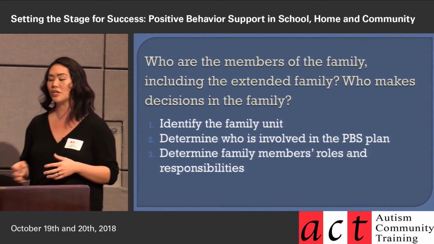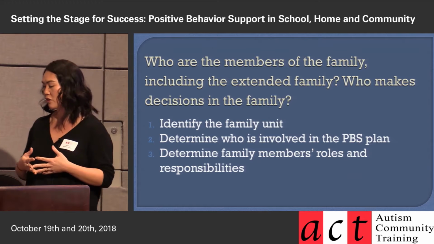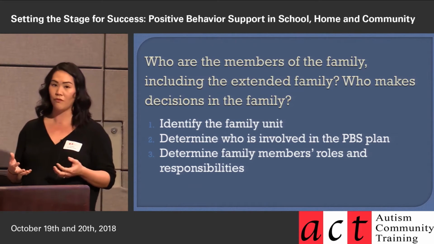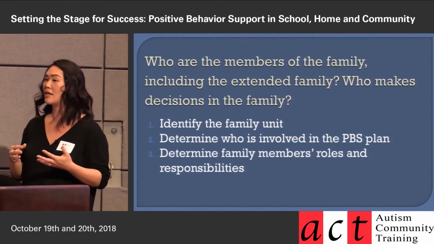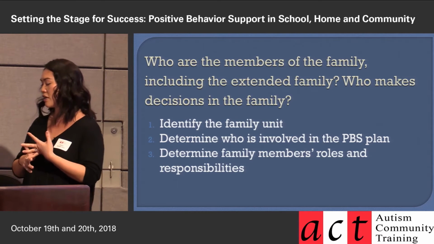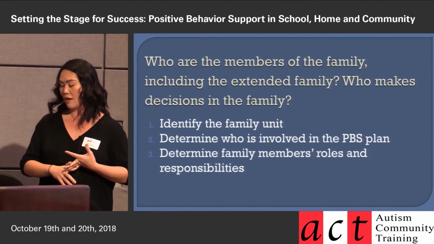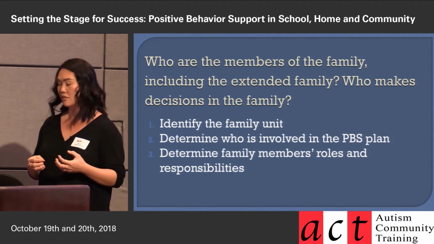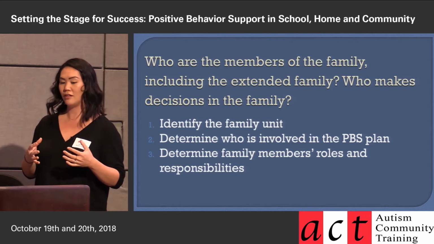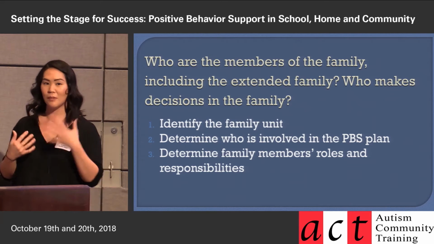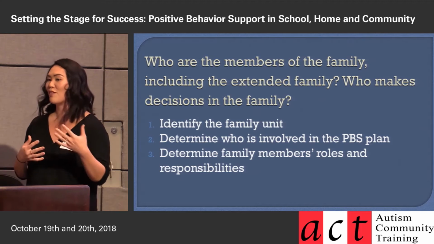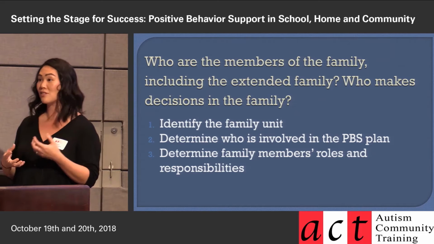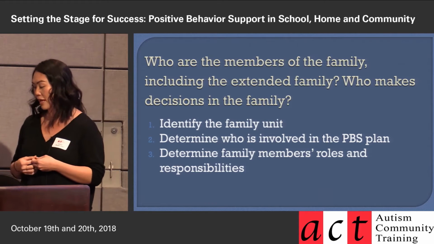So when looking at who's going to be involved in the PBS plan, we want to look at what's the role of each family member. Who do we need to involve when we're doing the assessment process, the planning, the implementation? I have a family I just started working with where we're working on a couple of routines, one of them being the drop-off at preschool. There's a lot of separation anxiety. And at first we thought it was just mom, and then realized that actually the grandparents are doing a lot of the drop-offs as well. So we're going to have to involve them in that process.